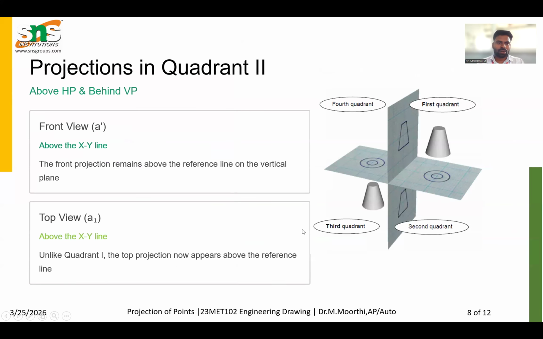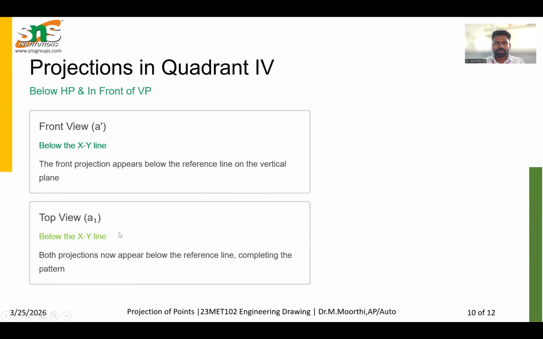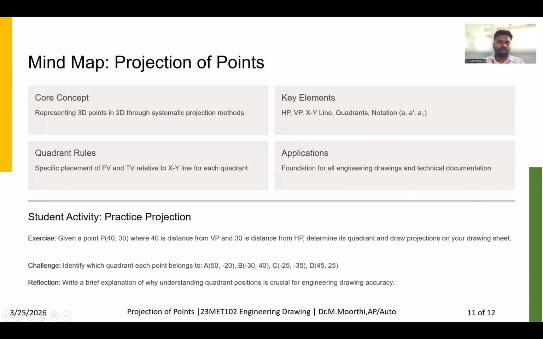And the second quadrant, likewise the first quadrant. In the second quadrant, it is above HP and behind VP. In the first XY line, the front projection remains above the reference line on the vertical plane, and the top view is on the reference line. And then the projection of the third quadrant. So this is the example. Here it is below HP and behind VP. And the fourth quadrant is below HP and in front of VP. And likewise, we have different things.